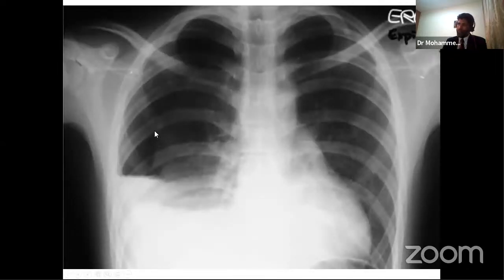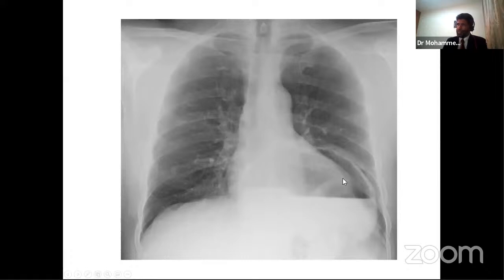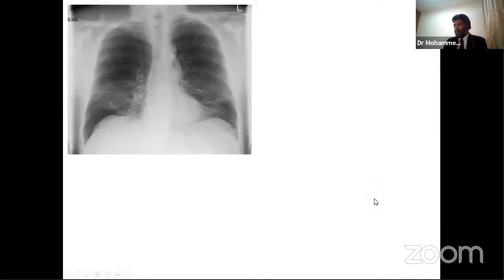This is an example of a hydropneumothorax. We can see both the air and the fluid level within the right hemithorax. This is just to highlight that sometimes a hiatus hernia could also be wrongly diagnosed as a hydropneumothorax. Say, for example, if this line were to go all the way across to the left lateral wall, this could be easily mistaken for a hydropneumothorax.